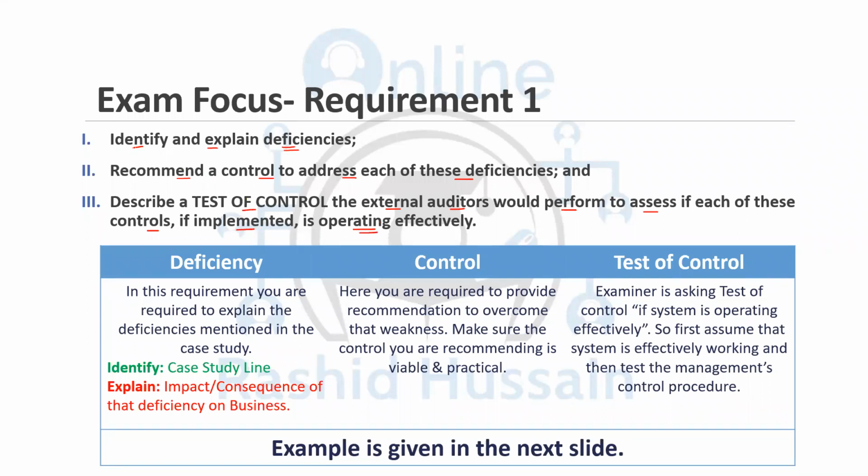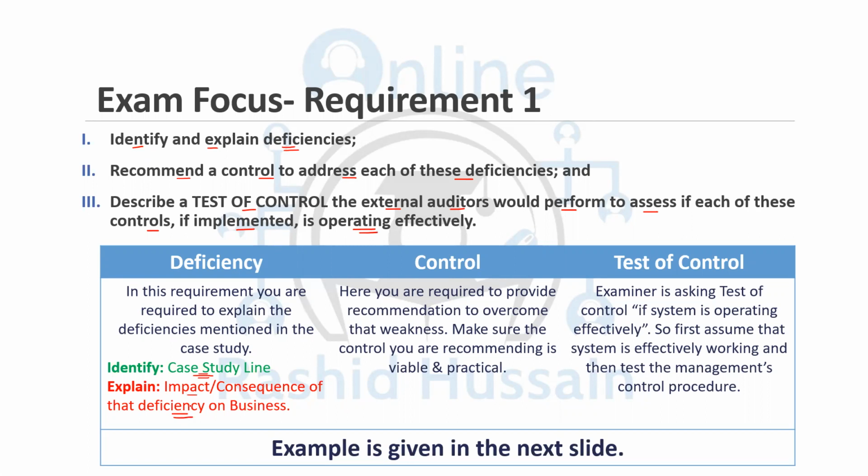Now, identify simply means that you are going to write the case study line, just like we used to do in the planning section, the risk assessment question. Identifying the risk means that first of all, you start with the case study line. So to identify the deficiency, first of all, you start with the case study line, because the case study line will ensure which deficiency or which weakness you are going to write. And then explanation means the impact of that weakness on the business.